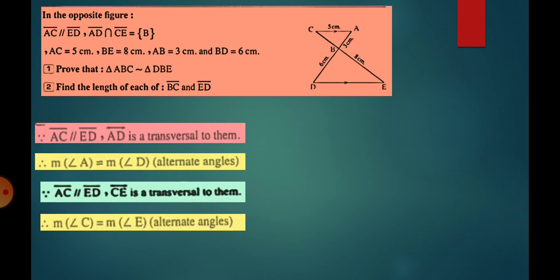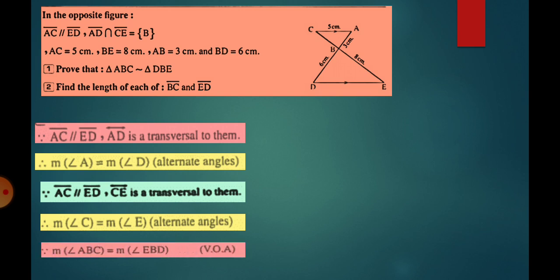Here we have two triangles, ACB and DEB. We have two corresponding angles in the first triangle equal to two corresponding angles in the second triangle. Then the third angle equals the third angle. Here, the measure of angle ABC equals angle EBD, vertically opposite angles. Then we have three angles in the first triangle equal to the corresponding angles in the second triangle.